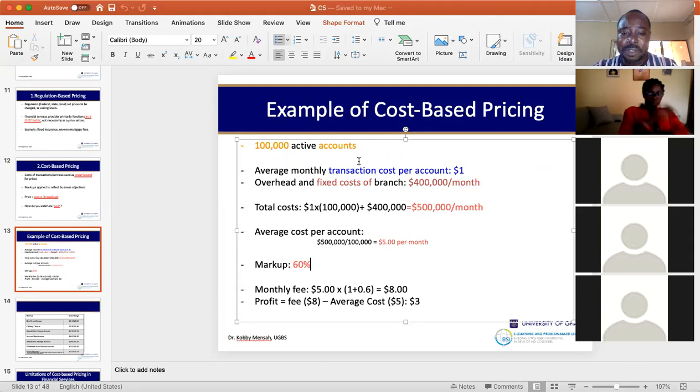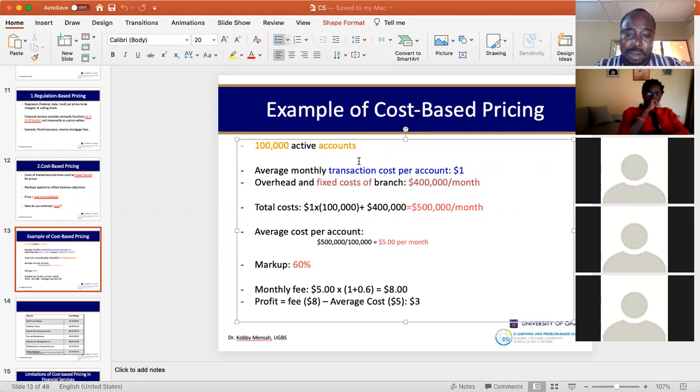And then the overhead and fixed cost per branch is 400,000. Overhead and fixed costs will include salary and other things, maybe lighting. That is 400,000 per month. So in your total cost, and Dora, I think you'll be interested in this one, your total cost becomes your average monthly transaction cost plus your overhead and fixed cost. And that will give you your total cost.